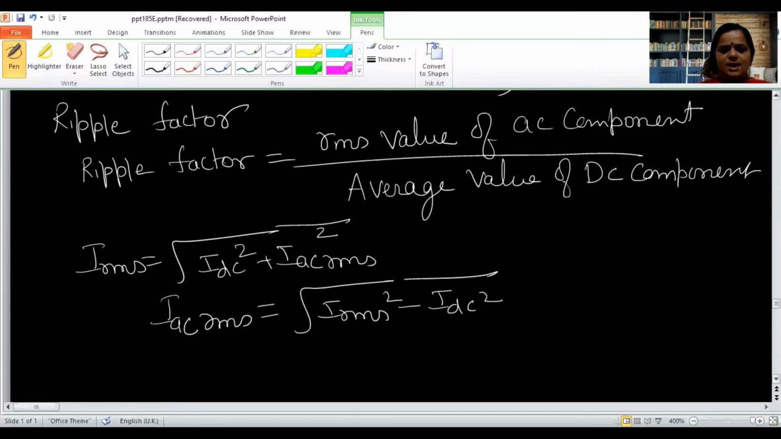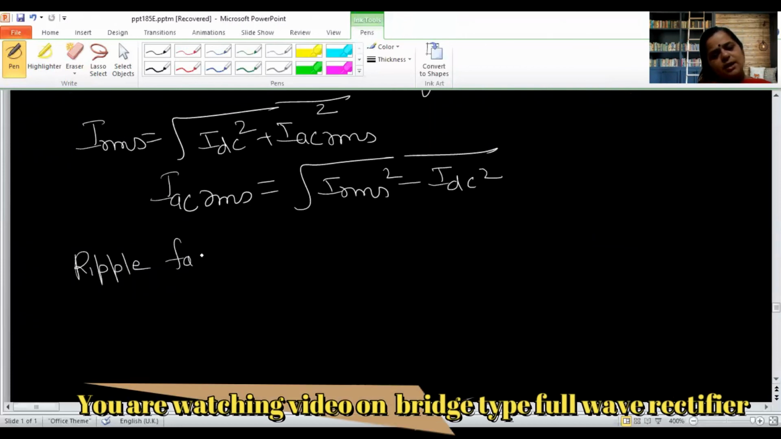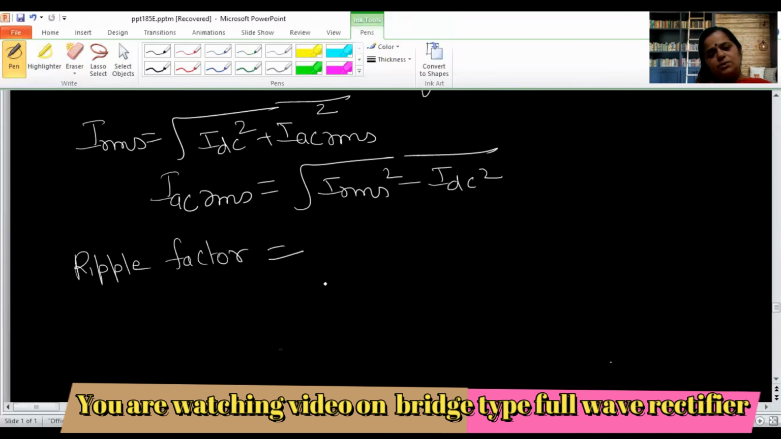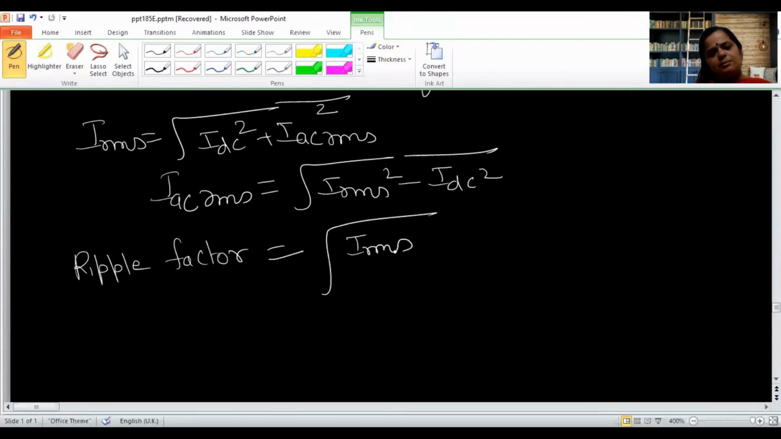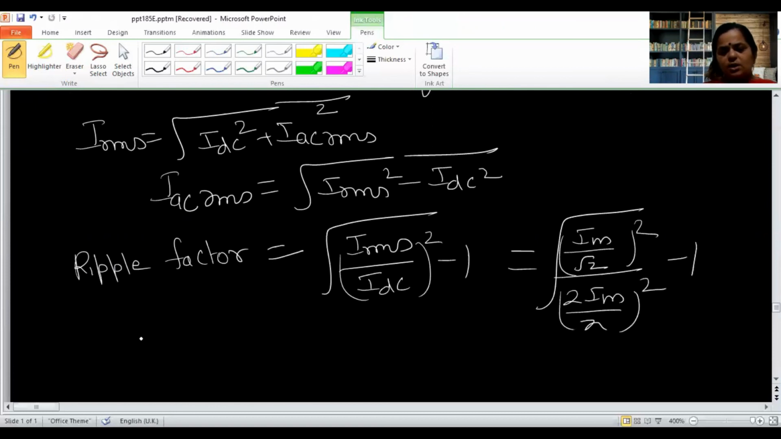So if I put this IAC RMS in the formula of ripple factor, what I get is ripple factor equal to the square root of (IRMS by IDC) whole square minus 1. If I put the values, IRMS for a full wave rectifier is Im by root 2, and IDC is 2 Im upon pi, whole square, minus 1. So finally if I solve it, I get the square root of pi square by 8 minus 1.